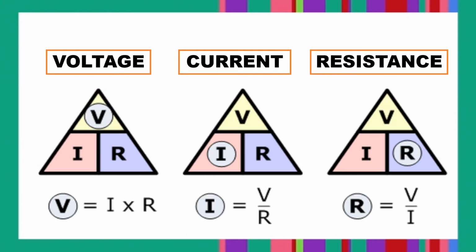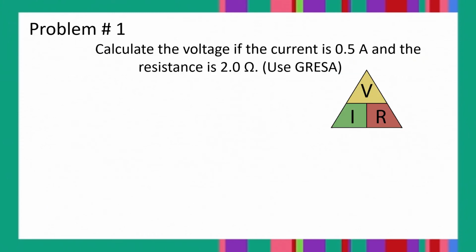If you want to calculate what you need to solve in the problem using the given general formula, you can calculate voltage as current multiplied by resistance. For current, current is equal to voltage divided by resistance. For resistance, it is equivalent to voltage divided by current. Let us have problem number 1.